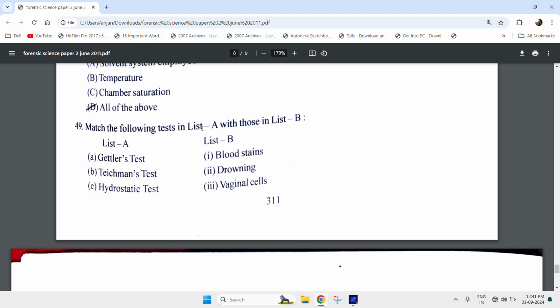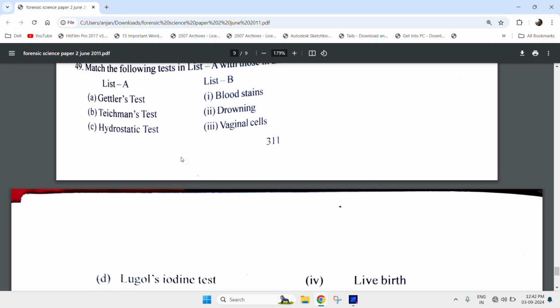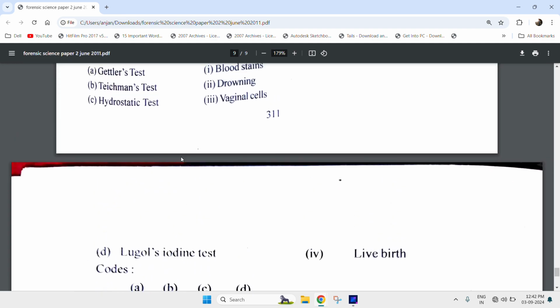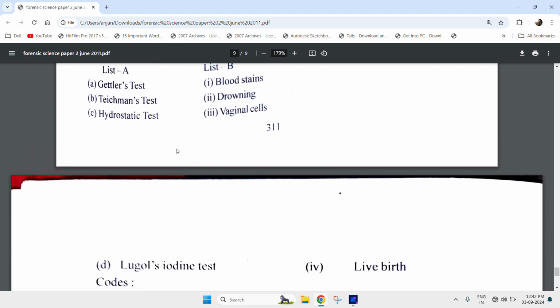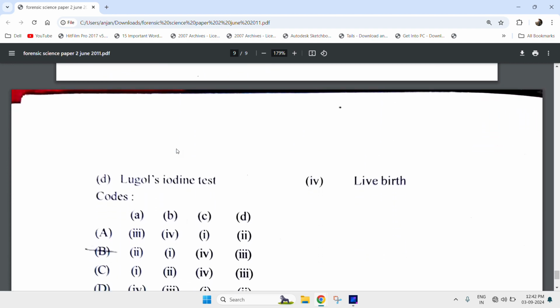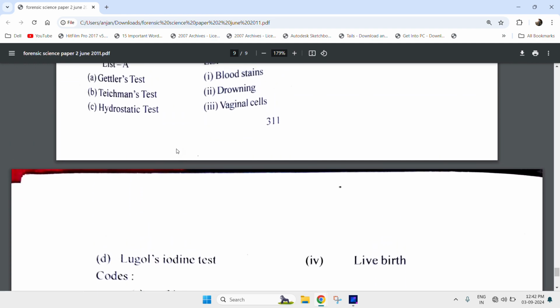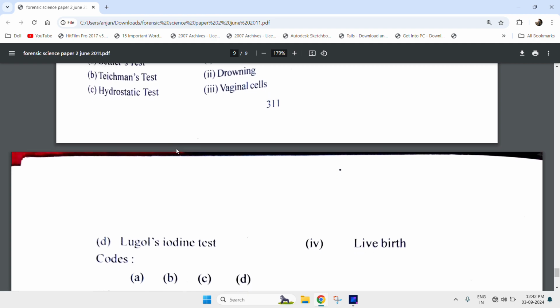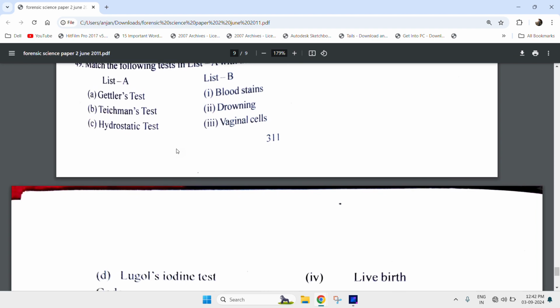Match the following tests in list A with those in list B. Gettler test, drowning. Teichmann test, blood stain. Hydrostatic test, live birth. Lugol iodine test, vaginal cells.